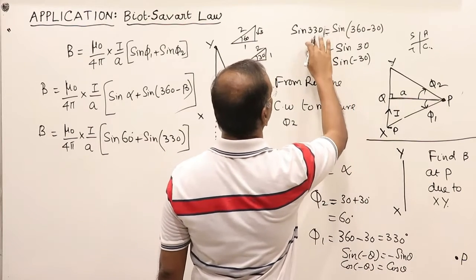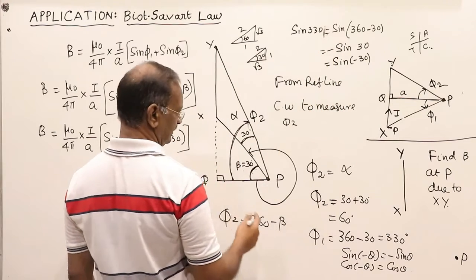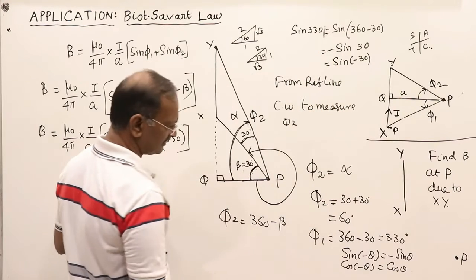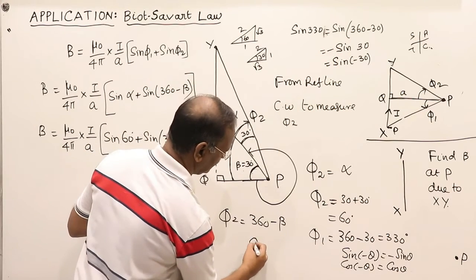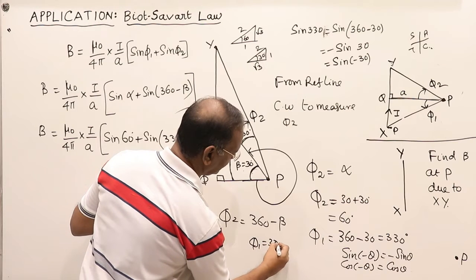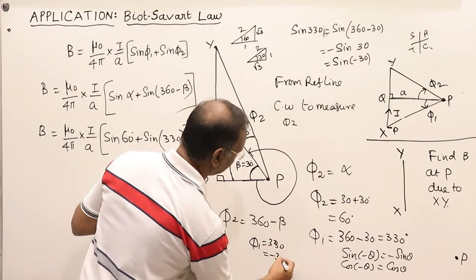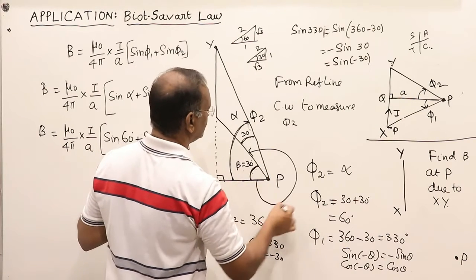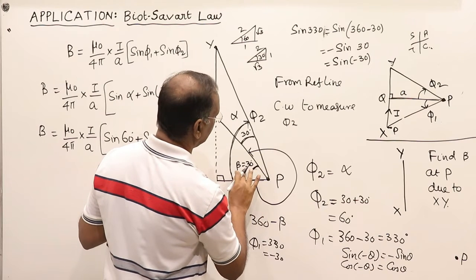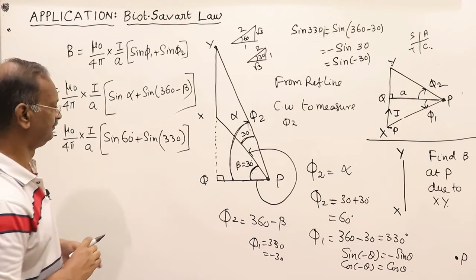What is this? 330. What is 330? Phi 1 is equal to 330, or we can take it as minus 30. It means that instead of coming this way, this angle we can take as negative.